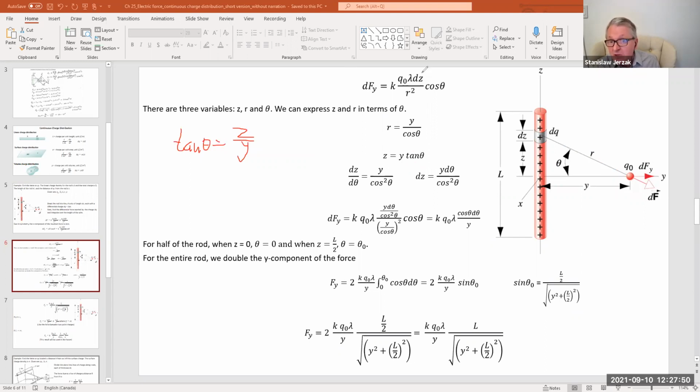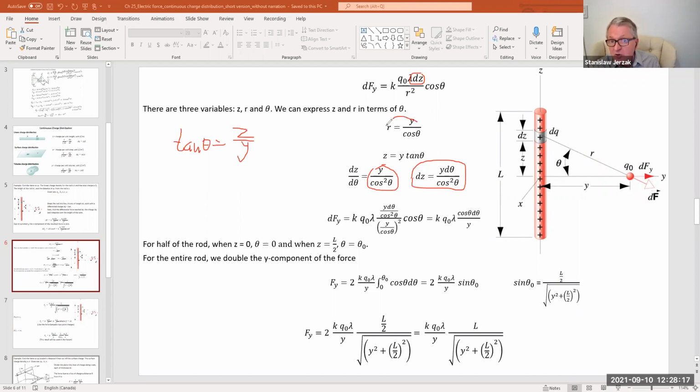But because in the expression I have dz, I find the derivative, which is y divided by cosine squared theta, because the derivative of tangent is 1 over cosine squared theta, which means that dz would be equal to this times d theta, right? So this is the expression. So instead of dz, I can substitute this.